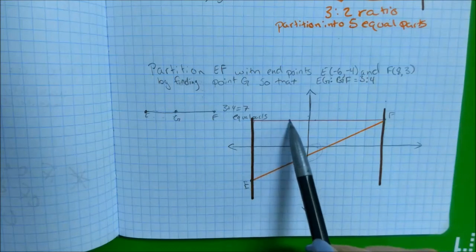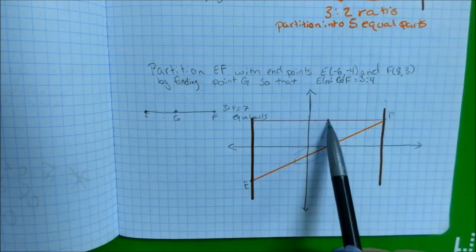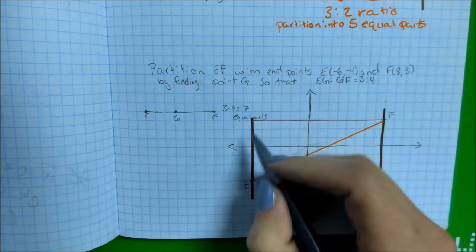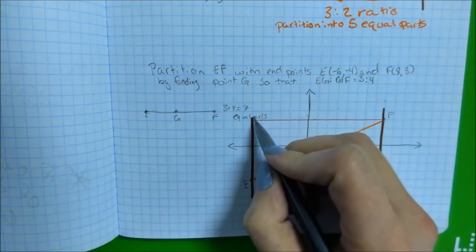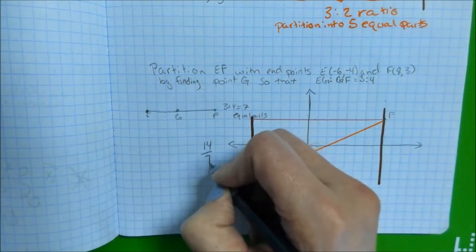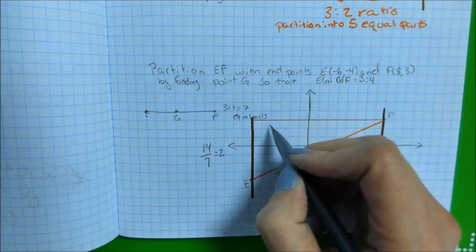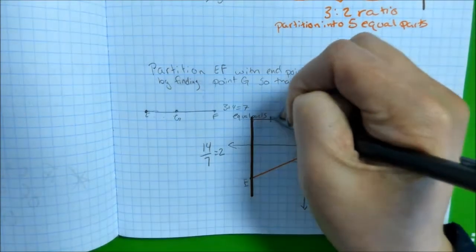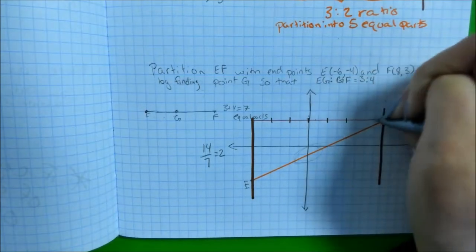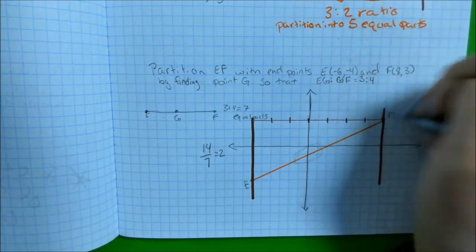1, 2, 3, 4, 5, 6, 7, 8, 9, 10, 11, 12, 13, 14. There's 14 little squares between this end and this end. So 14 divided by 7 is 2. So each little piece should be 2. So there's 2, 2, 2, 2, 2, 2, 2.